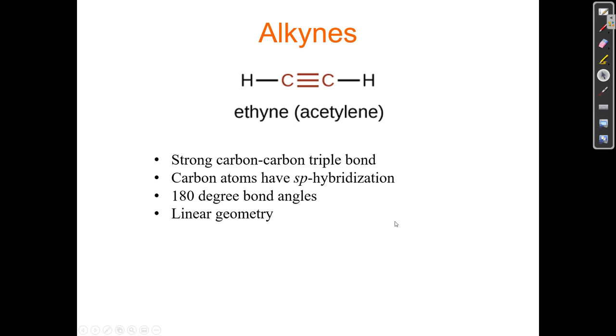Okay, alkynes are like alkenes, except alkynes have a triple bond. So now we've seen alkane, A-N-E, is a C-C single bond. Alkenes, E-N-E, is a double bond, and alkynes, Y-N-E, is a triple bond. So alkanes and alkenes and alkynes are very similar. They just have a different bond between carbon atoms.